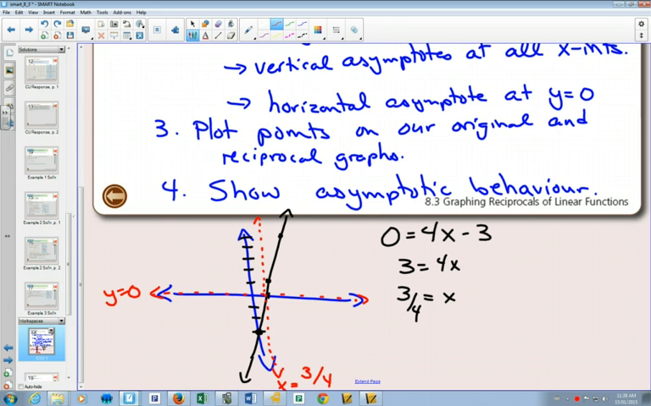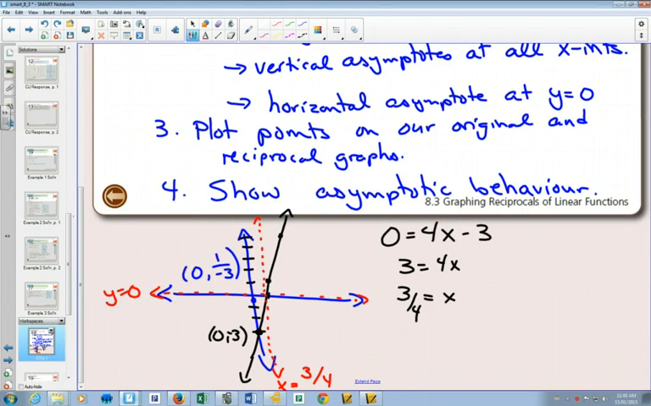Step 3, plot points on our original and our reciprocal graphs. So we had a couple of points that we already have on there. Can you see that we had 0, negative 3? So now on your reciprocal graph, so if you did one graph in pencil, maybe you would do your reciprocal graph in pen, you're going to have the point 0, negative 1/3. Oh, I forgot the negative with the 3 here. Perfect. What's another point that we have?